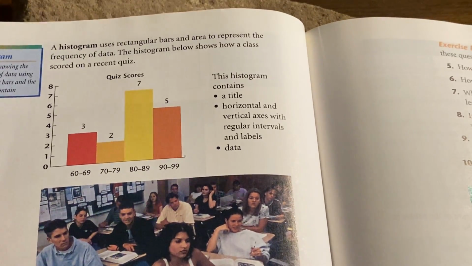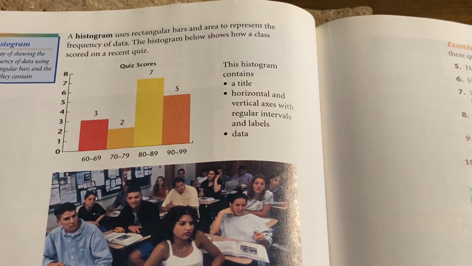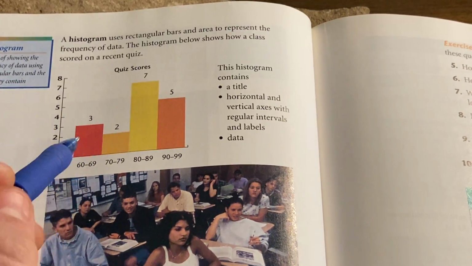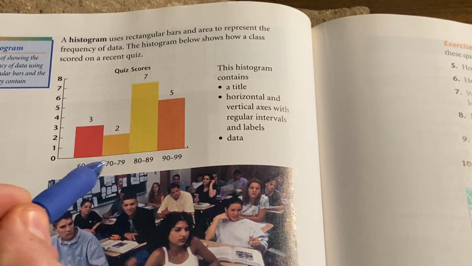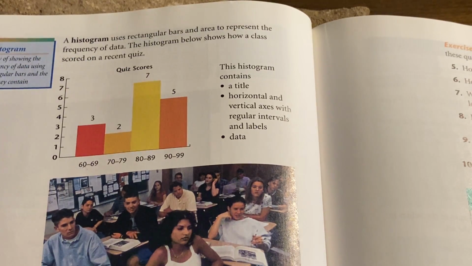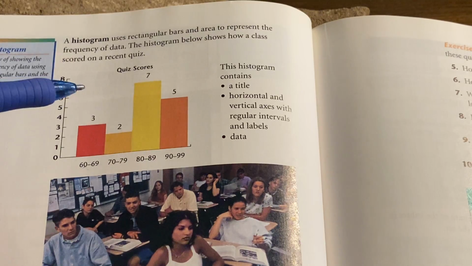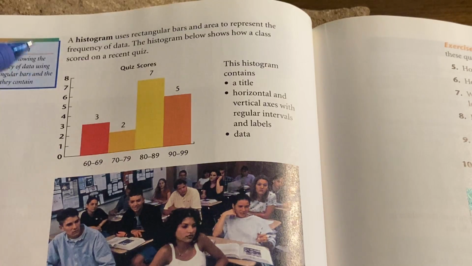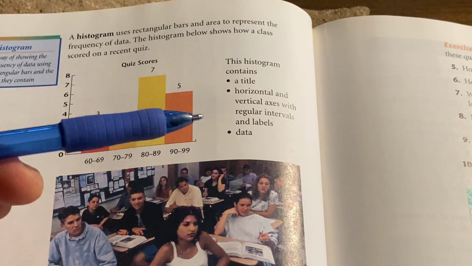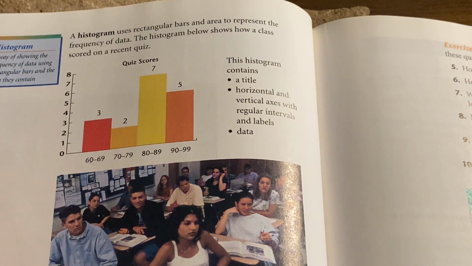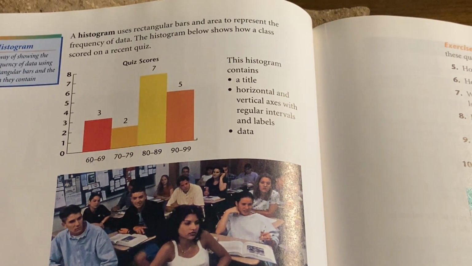If we look at the histogram, it is not broken down by individual data values. It's broken down in ranges. So here, let's take a second to check out what we're looking at. This histogram contains a title. It also has a horizontal and vertical axis like the bar graph, with regular intervals and labels, and it contains data. Well, of course it contains data because it's a histogram.